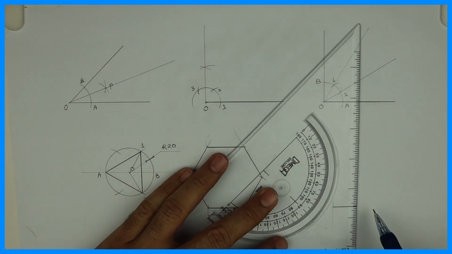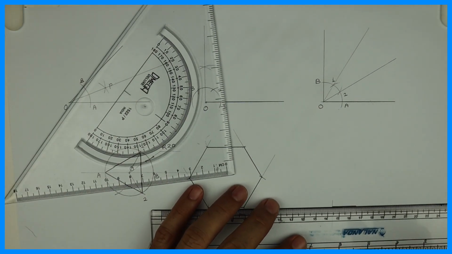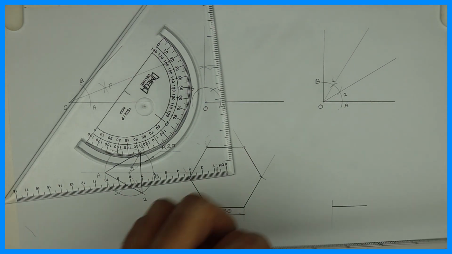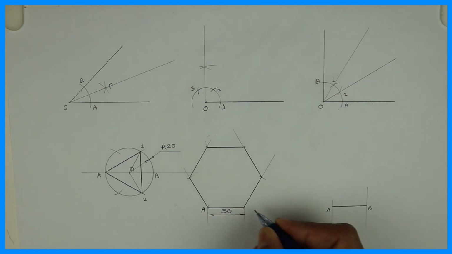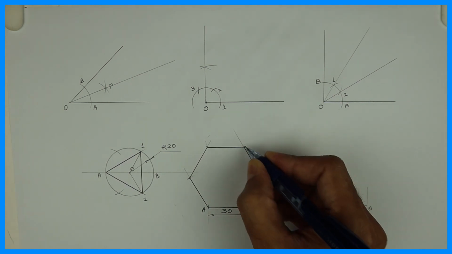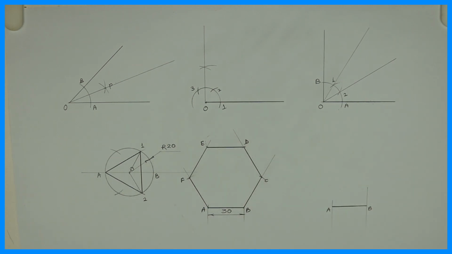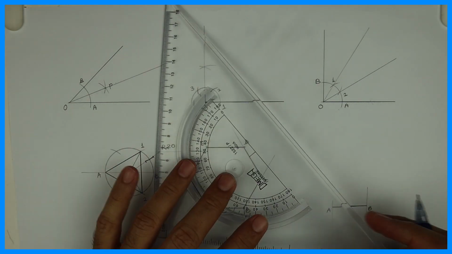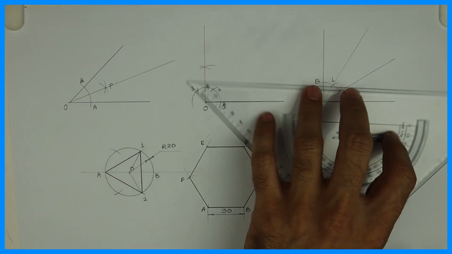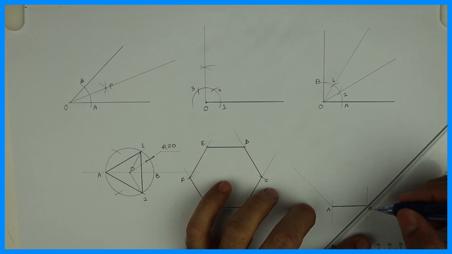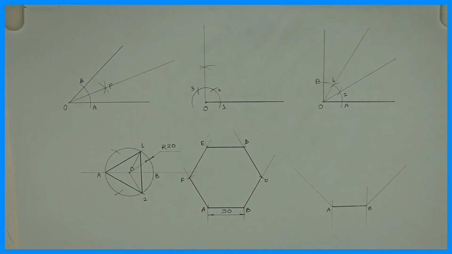Now we'll draw an octagon. So I'm taking side 30. Let's take AB. This is AB, C, D, E and F. So now to draw an octagon we need to draw 45 degrees. See this, the 45 degree set square. We'll use it like this. Again we'll mark 30-30 on it.